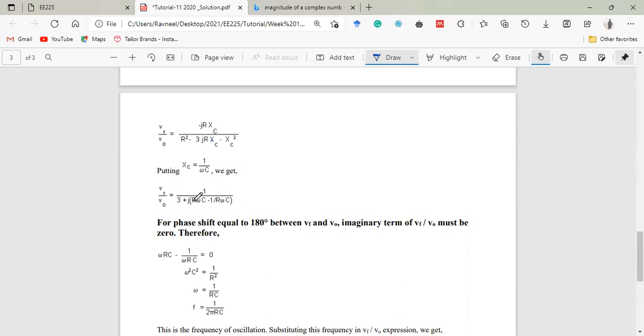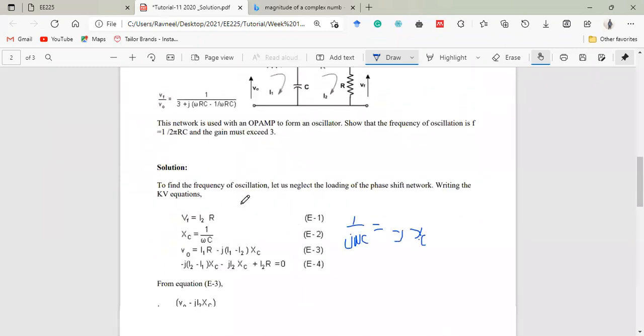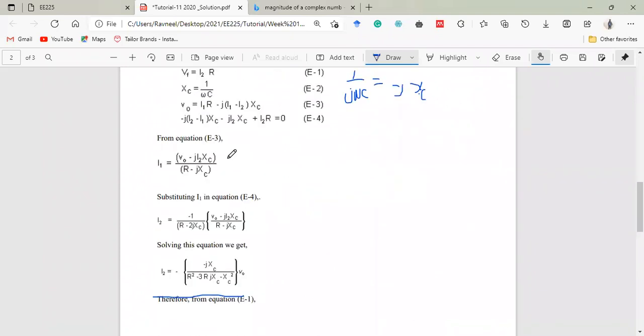Remember, this imaginary part is going to induce the phase shift, right? So we have basically proved that VF upon V0 is equivalent to this particular term over here. That is what we had to prove. Next is to show that the frequency of oscillation is f equal to 1 upon 2 pi RC, and the gain must exceed 3, right?